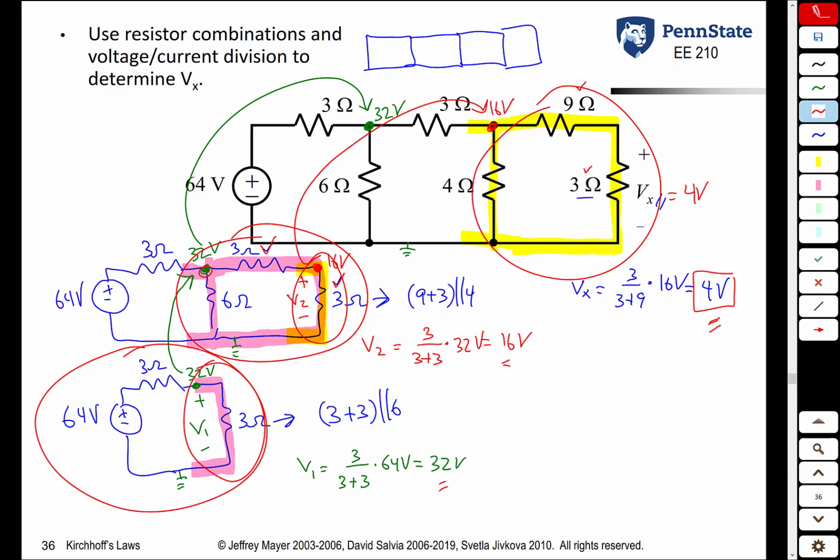Once again, I should point out this is not the only way that we could have solved this circuit. We will see other ways in a couple lectures that might even be easier, but nevertheless, for ladder networks such as this one, this is a technique that works fairly well.